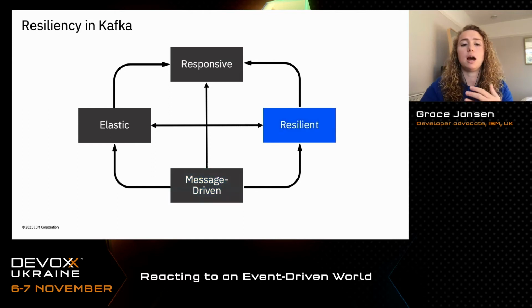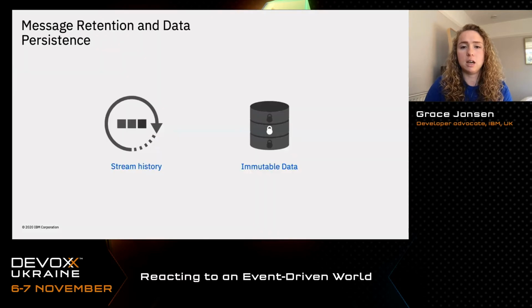So let's go straight into resiliency. In terms of resiliency, Kafka, just by nature, has built-in resiliency. The fact that Kafka has this stream history and this immutable data within that stream history means that if a component goes down, it can come back up and reread those various records or messages in that stream history. So it makes it extremely resilient in the face of microservices going down, for example, or needing to reread a particular record for various reasons.